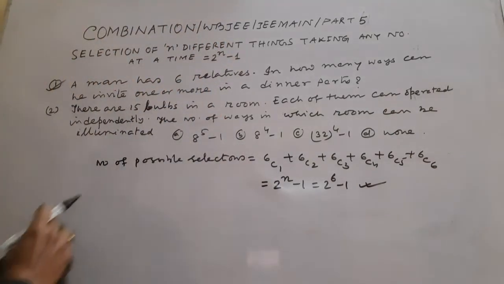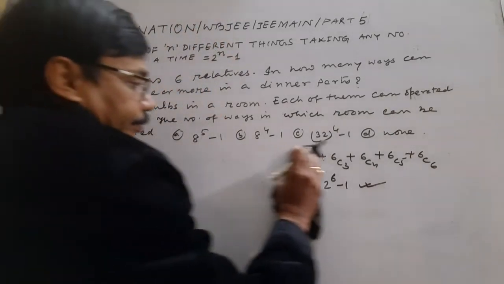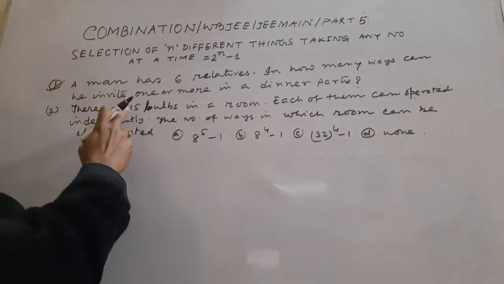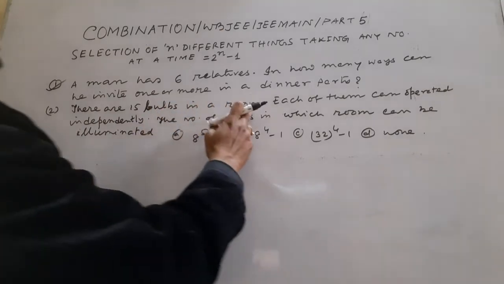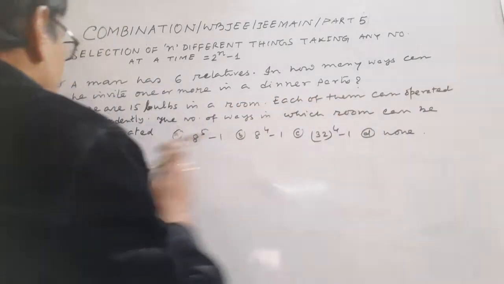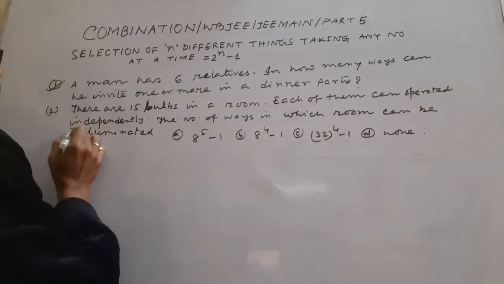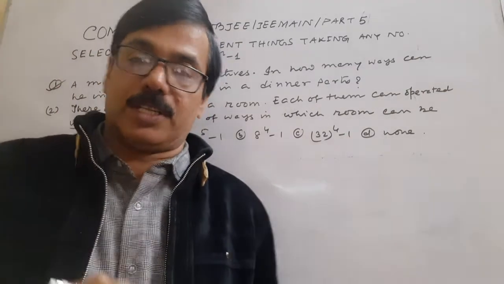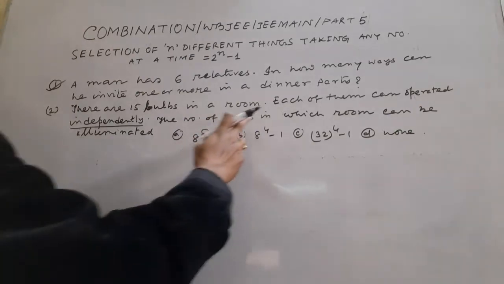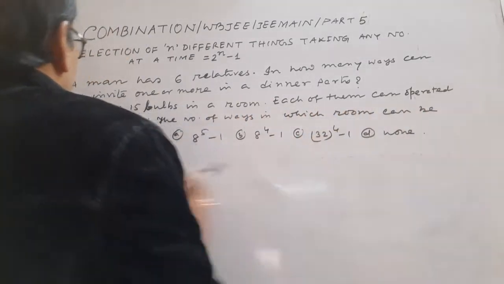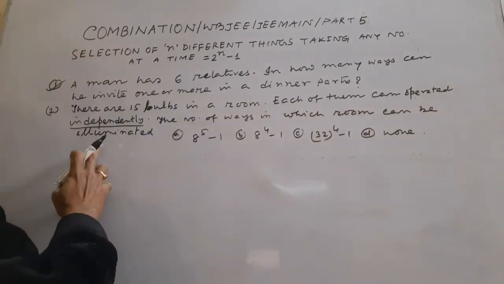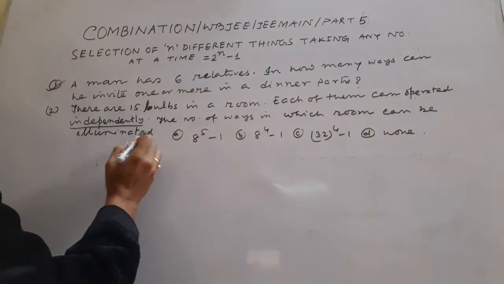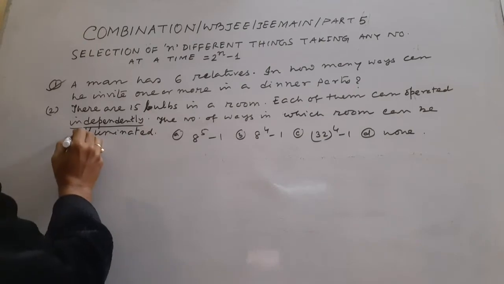So look, problem number 2. There are 15 bulbs in a room. Each of them can be operated independently. That is 15 switches. The number of ways in which the room can be illuminated.